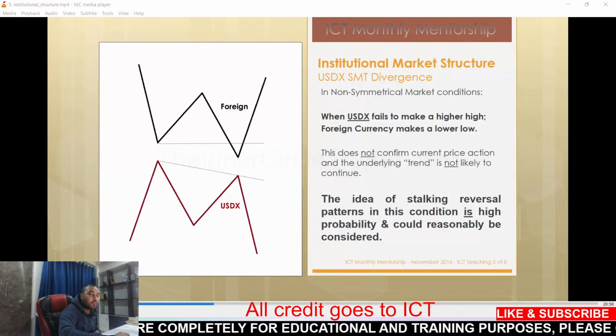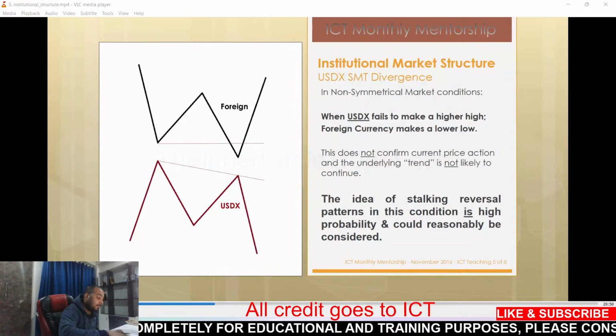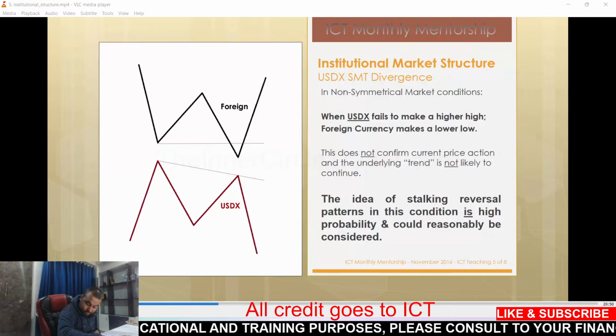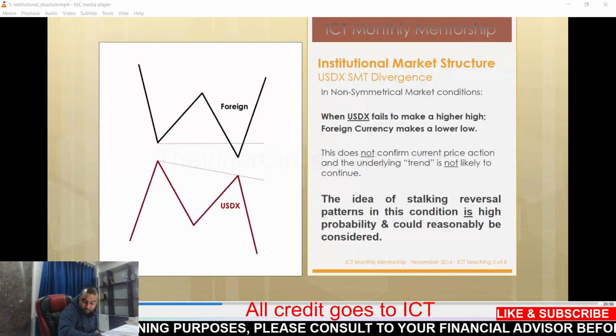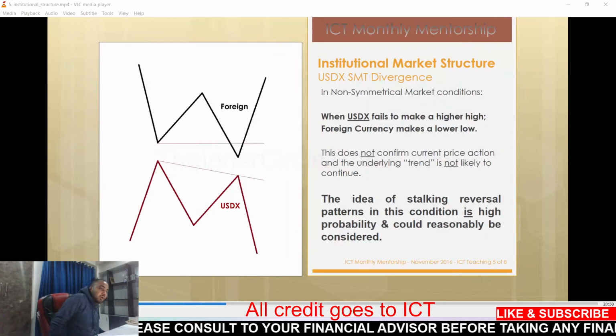They're going down below a previous low to accumulate all the sell stops on foreign currency pairs. Then they'll rally the market higher. The dollar index will sell off, which would support foreign currency long positions, and the underlying weakness indicated with the US dollar index making a lower high fuels those market moves. The idea of stalking reversal patterns in this condition is high probability and could reasonably be considered.